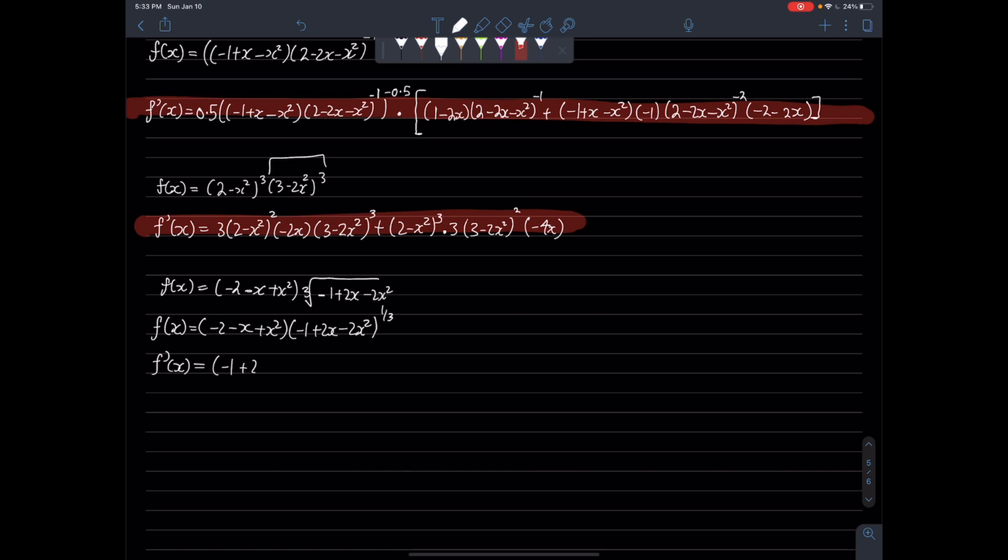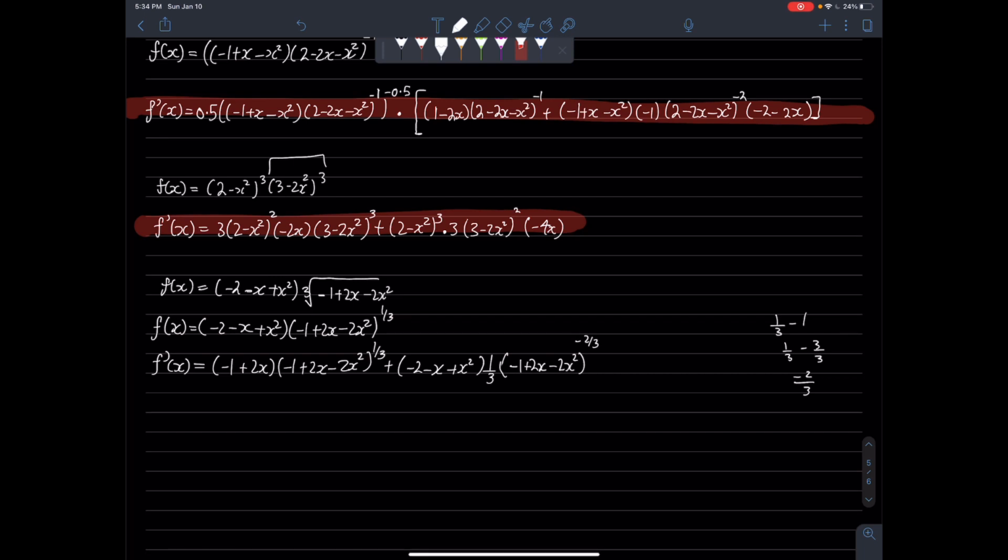Negative 1 plus 2x, right? Now we just multiply it by the second half. Plus, put the first part. So times 1 over 3. Negative 1 plus 2x minus 2x squared. So, and then the exponent, 1 over 3 minus 1. So 1 over 3 minus 3 over 3. We're going to get negative 2 over 3, right?